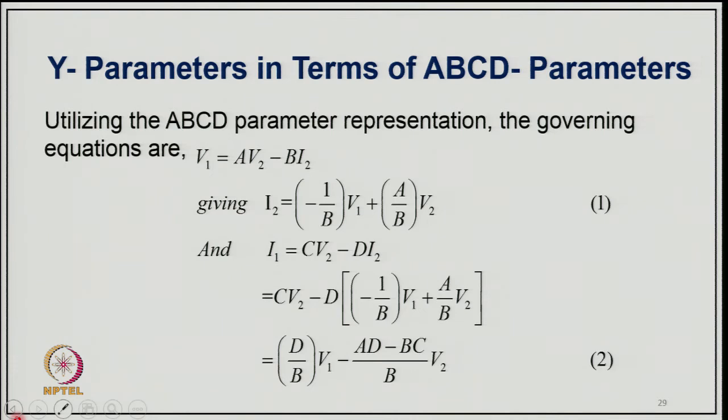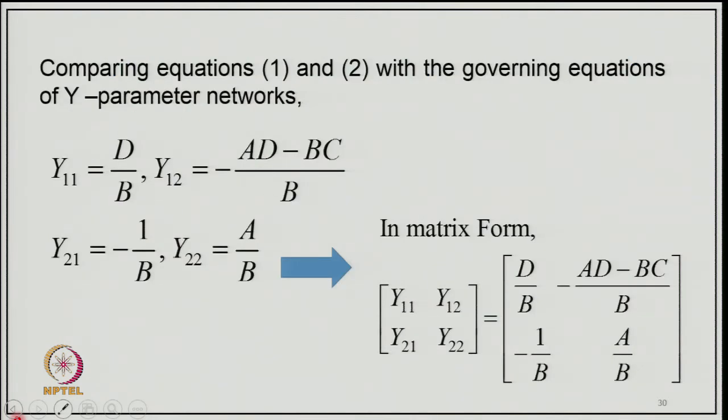Comparing these two equations, the y parameters will be y11 = D/B, y12 = -(AD - BC)/B, y21 = -1/B and y22 = A/B. In matrix form, this is the admittance parameter in terms of transmission line parameters: y11, y12, y21, y22 equals D/B, -(AD - BC)/B, -1/B and A/B. So, this is the y parameters in terms of transmission line parameters.